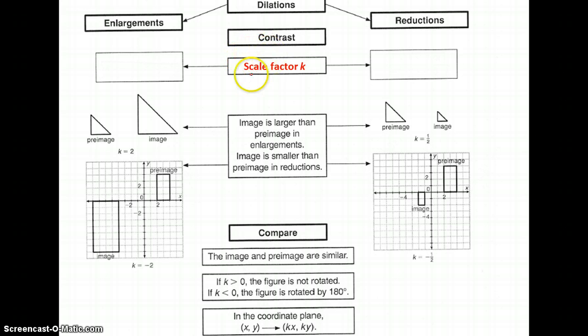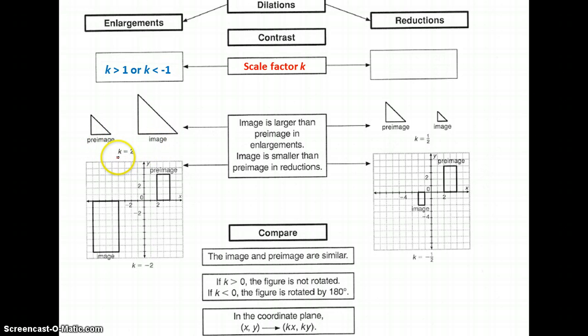First term we'll need to know is the scale factor. Scale factor is noted with the letter K, lowercase letter k. And let's focus first on enlargements. As you know, enlargements mean to get larger. So with an enlargement, the value of k will be greater than 1, or the value of k will be less than -1. So if we look at these two triangles here, you've got your pre-image and then your image.